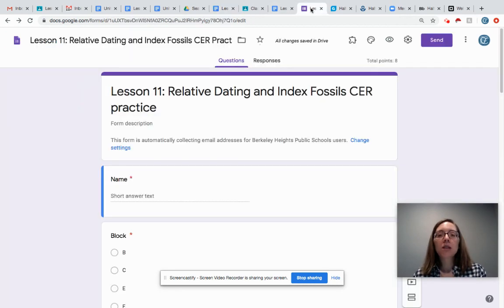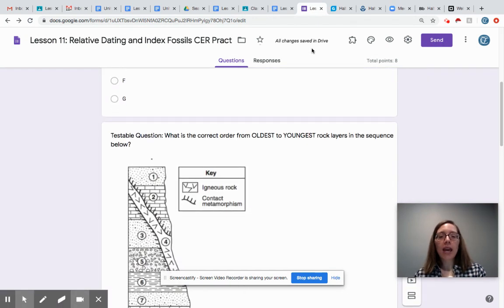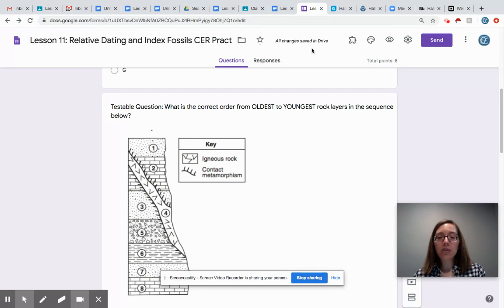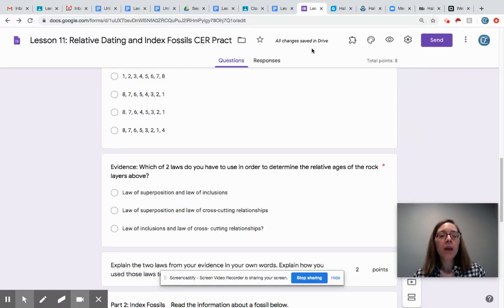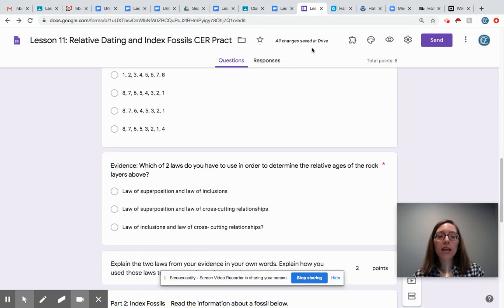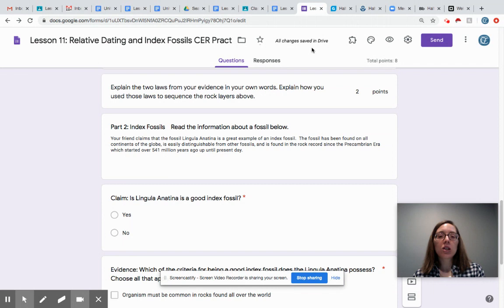So this is posted under graded assignments, lesson 11. It is giving you a strata of rocks, layers of rocks, and you're putting in the order from oldest to youngest. You can use your resources, so go back to last class's activity in the notes. That might help. You're telling me which 2 laws you had to use in order to determine the relative ages of the rock layers above. You're explaining the laws from the evidence in your own words and how you use them to sequence the rock layers above. Then you have a question about index fossils.